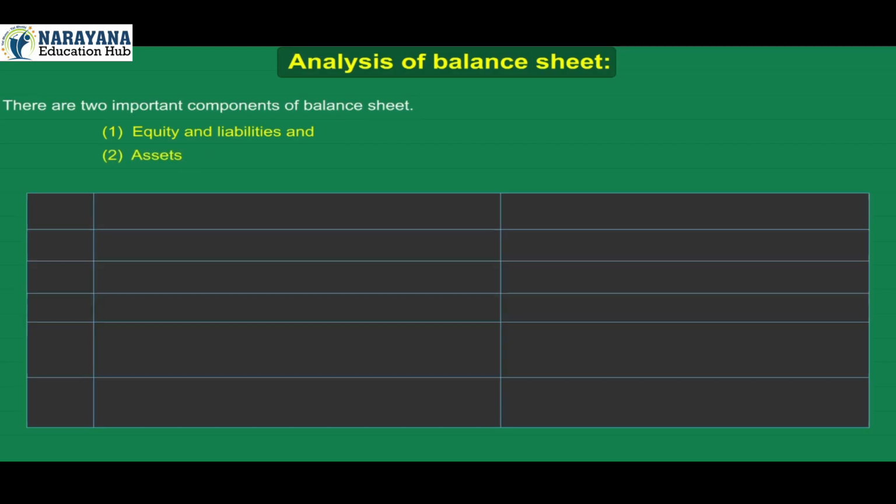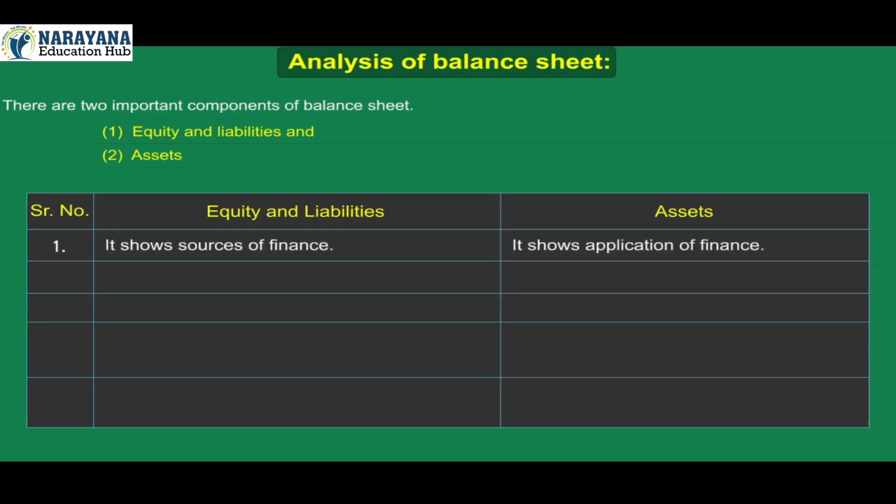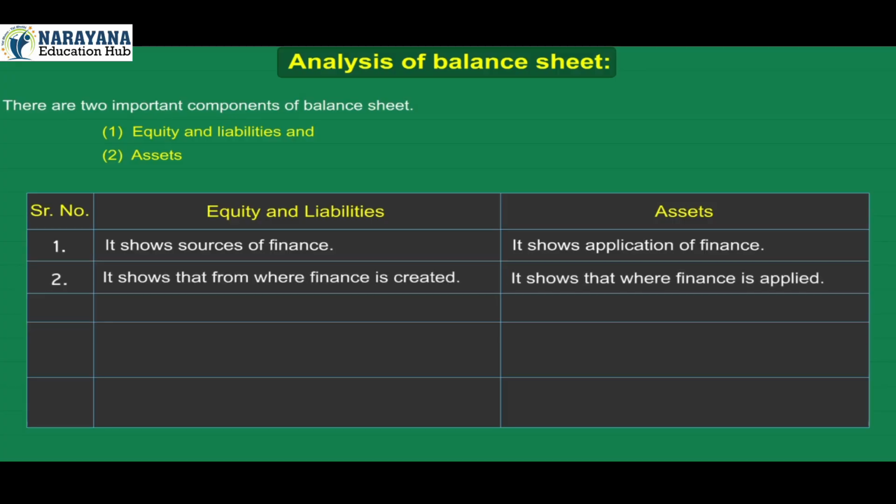Analysis of balance sheet. There are two important components of a balance sheet: 1. Equity and liabilities, and 2. Assets. Equity and liabilities show the sources of finance, while assets show the application of finance. That is, equity and liabilities show from where finance is created, and assets show where finance is applied.